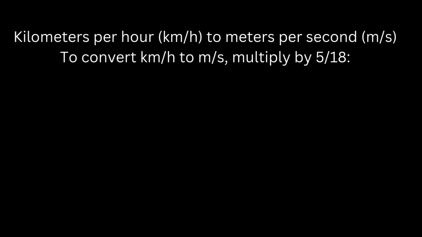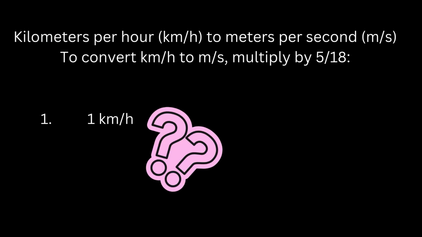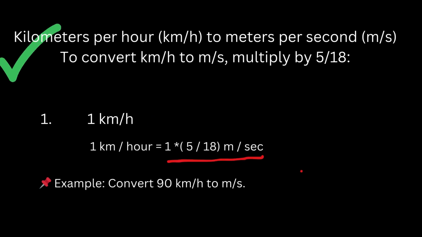Since speed is measured as distance per unit time, we often need to convert between units. Kilometer per hour, km by h, to meters per second, m by s. We can convert this by multiplying by 5 by 18. Let's say 1 kilometer per hour can be written as 5 by 18 meter per second. Let's see one example, convert 90 km per hour to meter per second. 90 into 5 by 18, we get 25 meter per second.